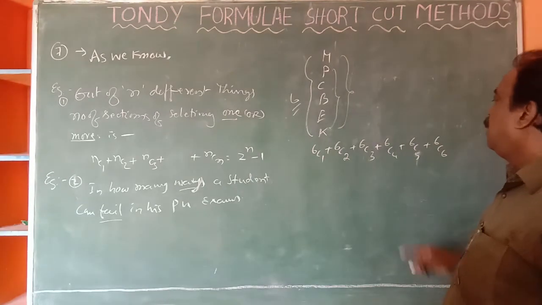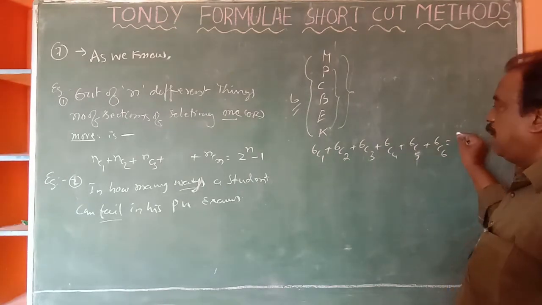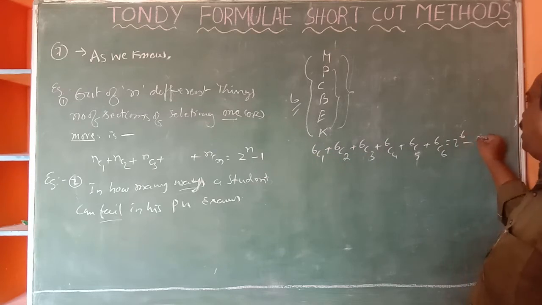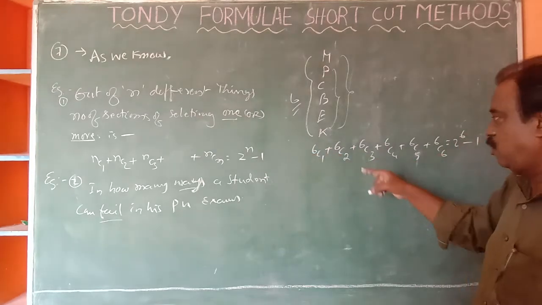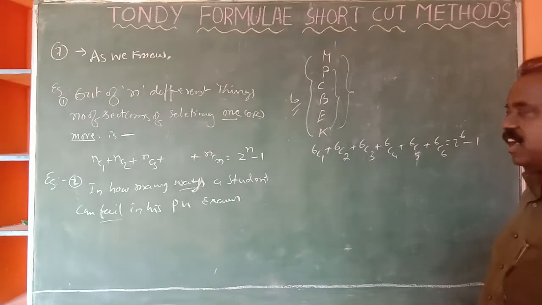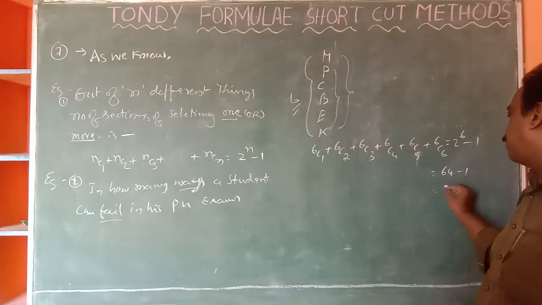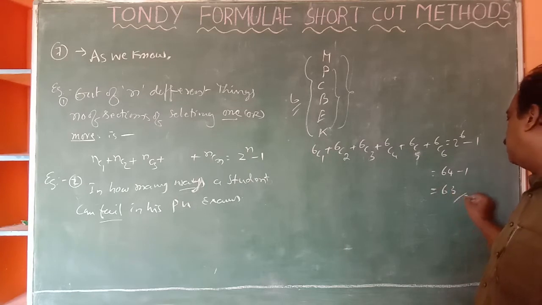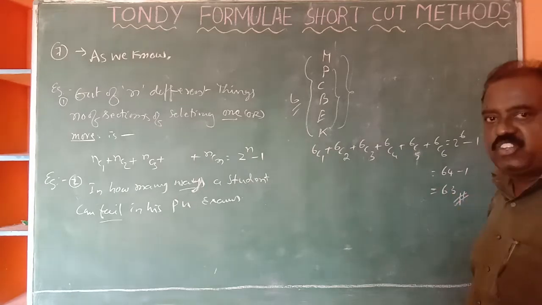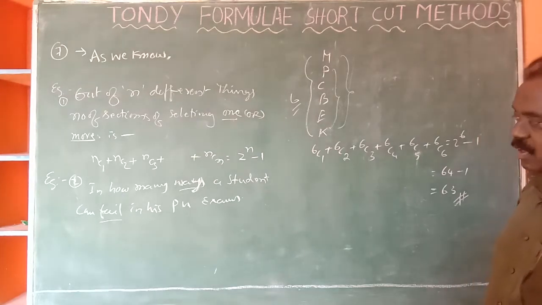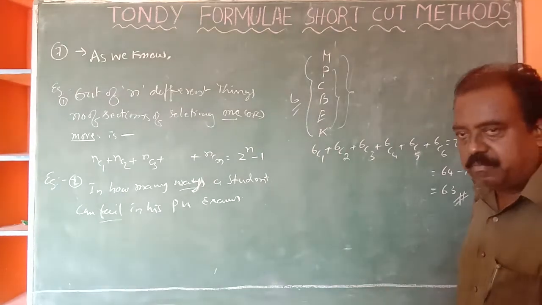Okay, now, this is nothing but like that formula, it is 2 power 6 minus 1. Will you agree? The same procedure. N is 6. Okay, now. So, this is 64 minus 1. So, there are 63 chances a person can fail in his PU exam.